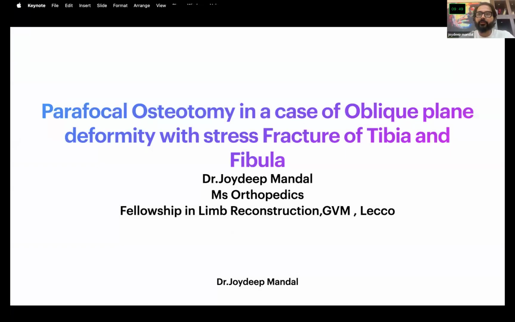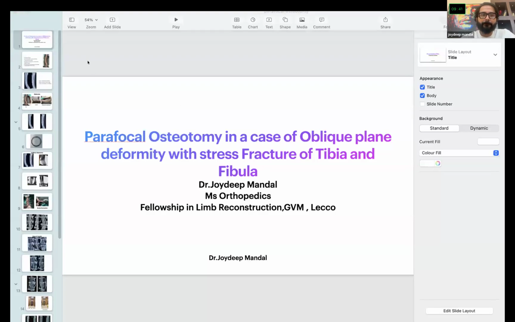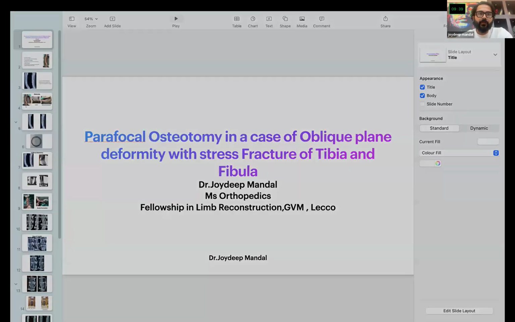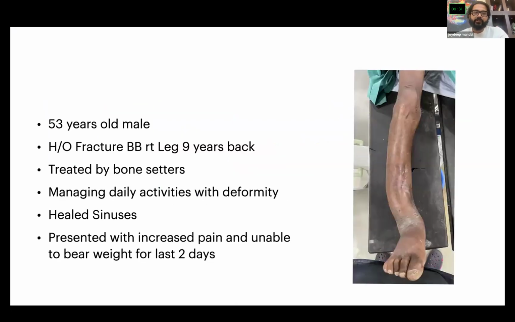Good morning, everyone. I'll be sharing a case of parafocal osteotomy in a case of oblique plane deformity with stress fracture of tibia and fibula. A 53-year-old male had a history of both bone right leg fracture 9 years back. He was treated by bone setters and was managing his daily activities with some amount of deformity. He had a few healed sinuses over his leg. He presented with increased pain and was unable to bear weight for the last 2 days.